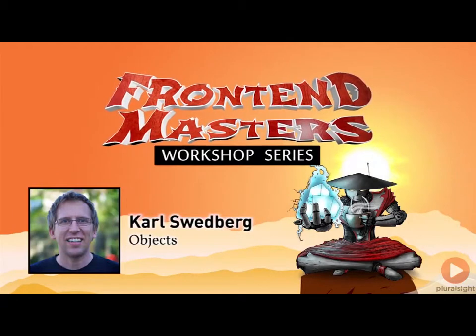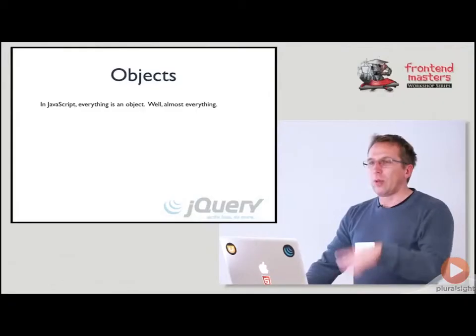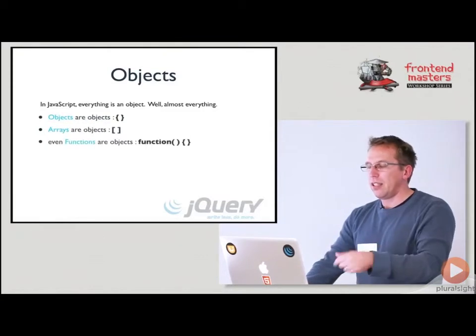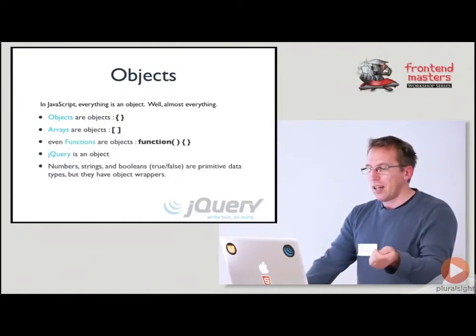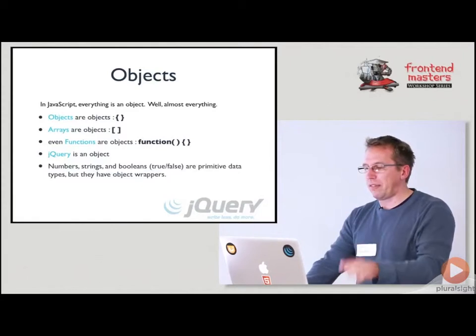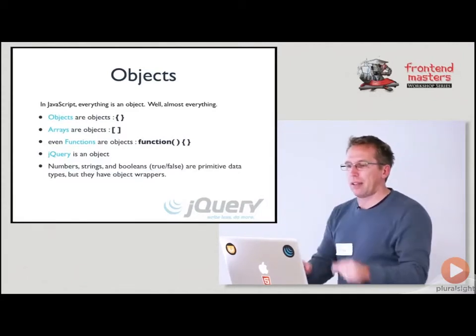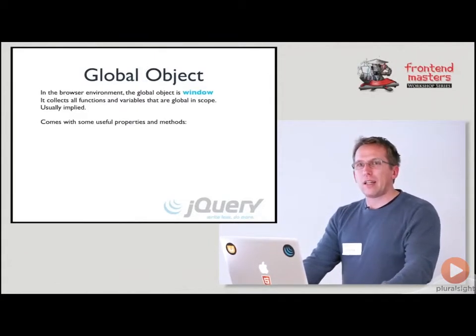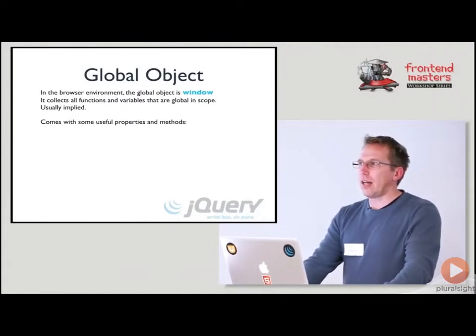In JavaScript, everything's an object, almost everything, right? We already looked at a bunch of this stuff: objects, arrays, functions. jQuery is an object. Numbers, strings, booleans are primitive data types, but they can be wrapped as objects. So window is the global object in a browser context, right?